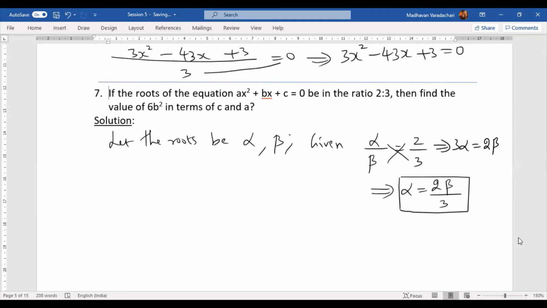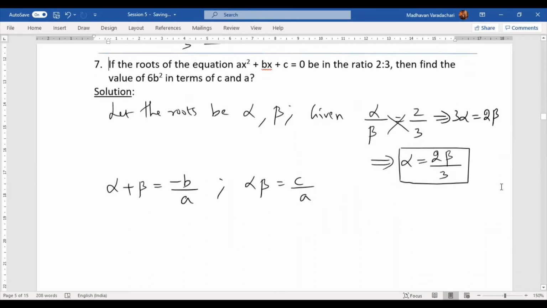Now, sum of the roots, alpha plus beta, we know it is minus b by a. And product of the roots, alpha beta is c by a. Right? Now, what is alpha? It is 2 times beta by 3. Let me call this equation 1, this equation 2.